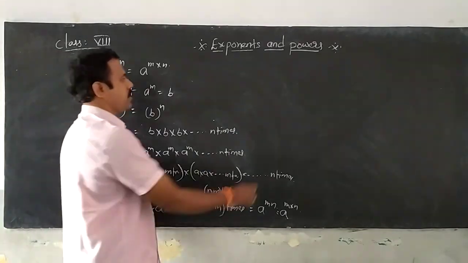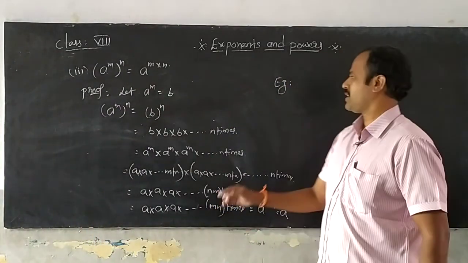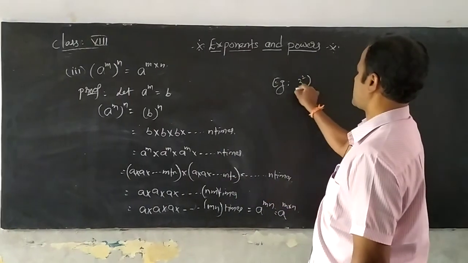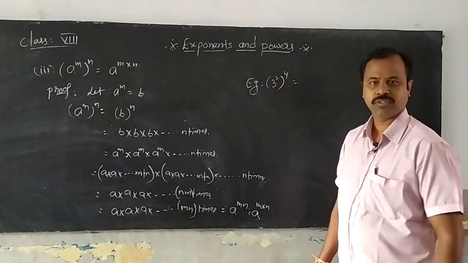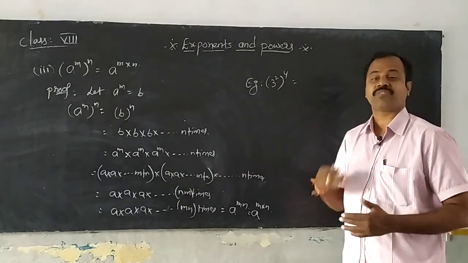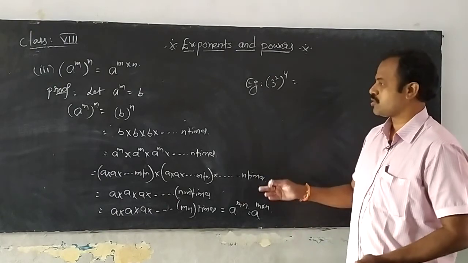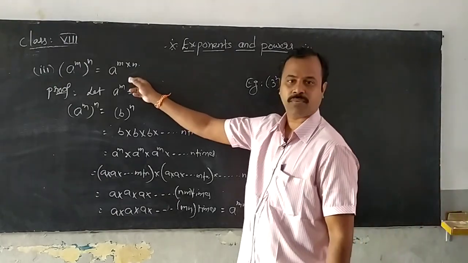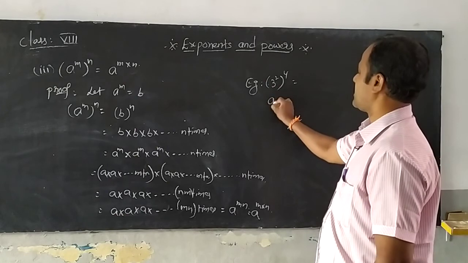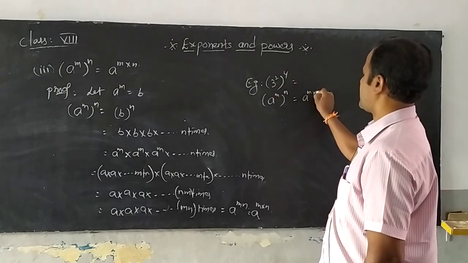Now based on this, let me give you an example: 3 square whole power 4. It is not necessary to expand. This is just how the formula has been framed. You do not need to frame the formula again. You just use the formula. The formula is a power m whole power n is equal to a power m into n.